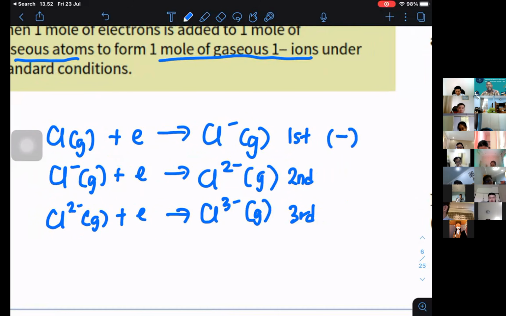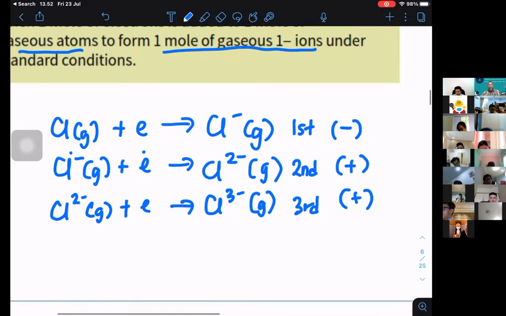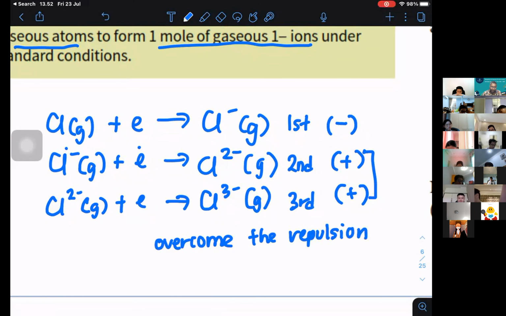But for the second and third, let's focus on your syllabus only. Why is the energy not negative? Why is it now positive? The reason is you are adding a negative charge into a negative ion. So extra energy is required to overcome the repulsion between the same charges.